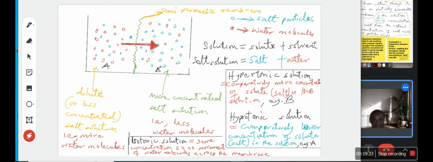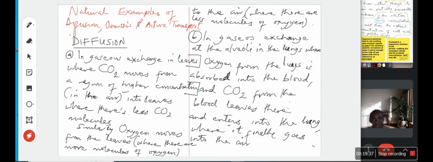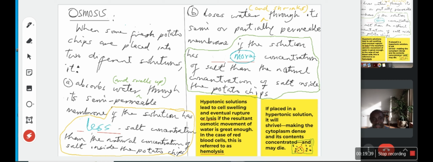Yes, salt. So that solution has a lot of water, and then the other one doesn't have as much water, so more solute. So if a red blood cell is placed in a solution that has a lot of water, it will absorb a lot of water and become soft.